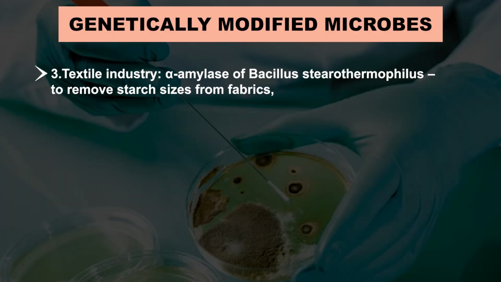Next, use in textile industries. Alpha amylase of the Bacillus species has been used for many years to remove starch size from fabrics, known as desizing. Originally, amylases from the plant or animal source were used. Later, they were replaced by the amylases of bacterial origin.